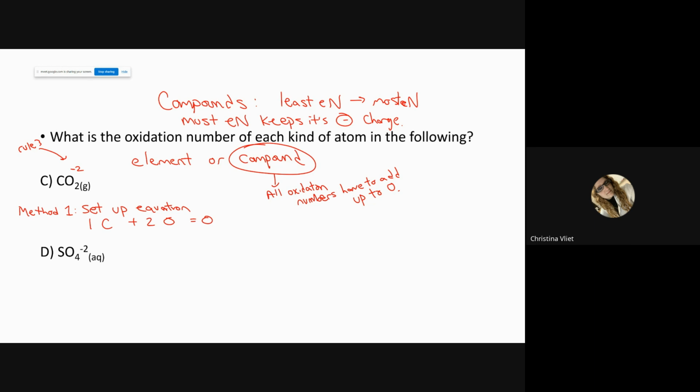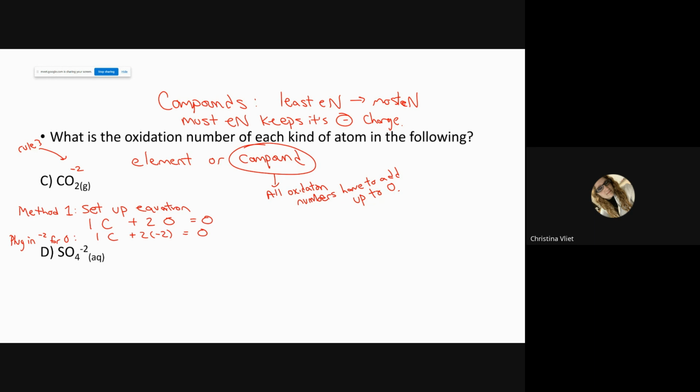Then what you're going to do is plug in any known oxidation numbers. So the next thing you would do is plug in what number for what element. What do we know the oxidation number of? We said we knew it for oxygen, right? So plug in -2 for oxygen. And so going back to our equation, we would now have 1 carbon plus 2 times negative 2 equals 0.